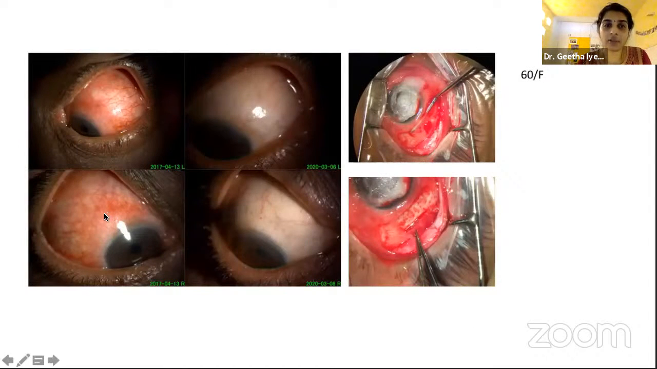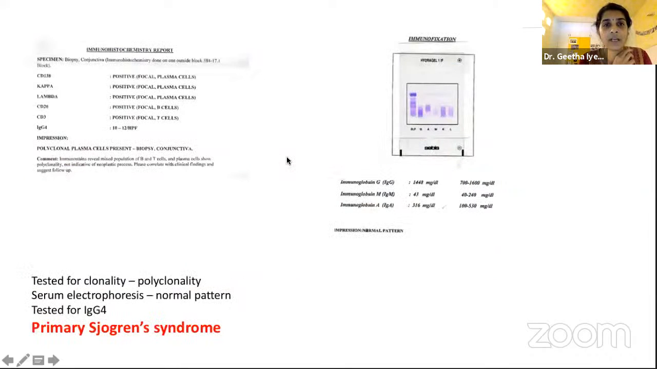And this is another similar looking patient. She presented in both the eyes with this kind of a flat subconjunctival lesion, which again, a 60-year-old female, we thought was probably a lymphoproliferative lesion. It's a subconjunctival lesion, and the immunohistochemistry again showed polyclonality, and they wanted us to rule out IgG4, which was also normal. So ultimately, the final diagnosis that this patient had was that it's probably a primary Sjogren's syndrome, because the histopathology was very similar to what they see in the lip biopsies in these patients.